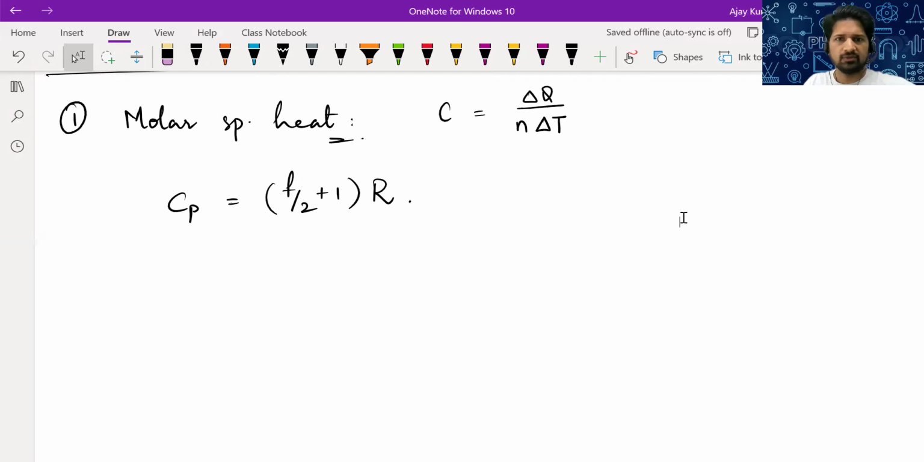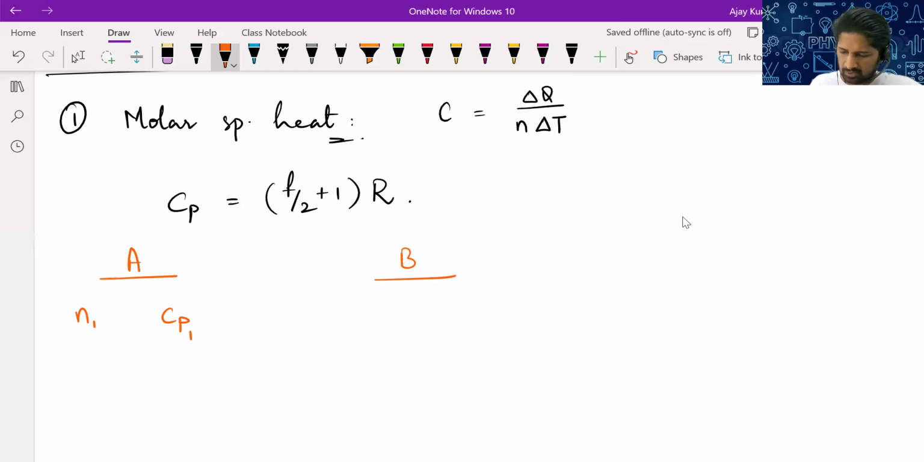Suppose there are two types of gases mixed. Now each type of gas will have a different specific heat. So let's say gas A, there are N1 number of moles and its molar specific heat is Cp1. And for gas B, there are N2 number of moles and its molar specific heat is Cp2. Now, if you put both these gases together, what will be the effective molar specific heat?